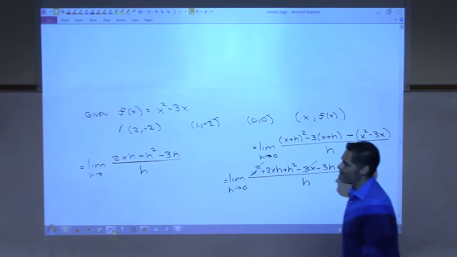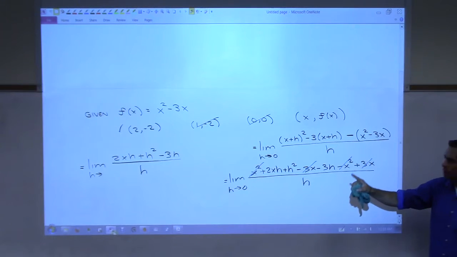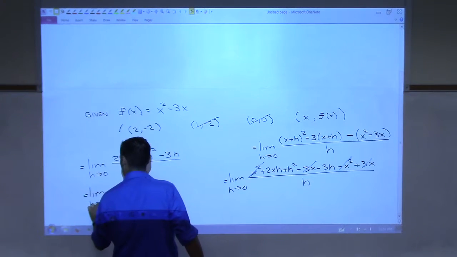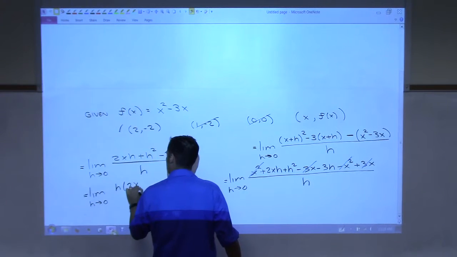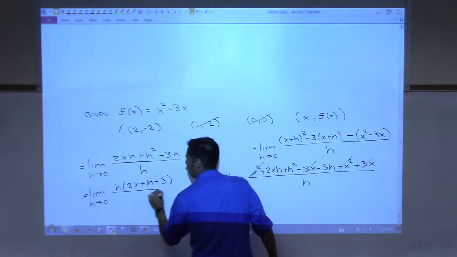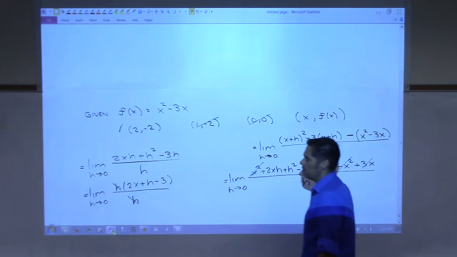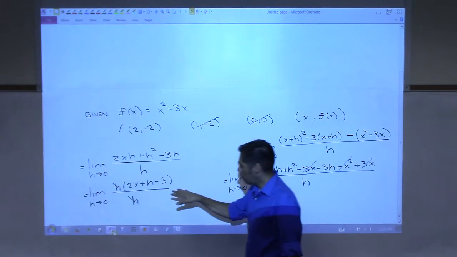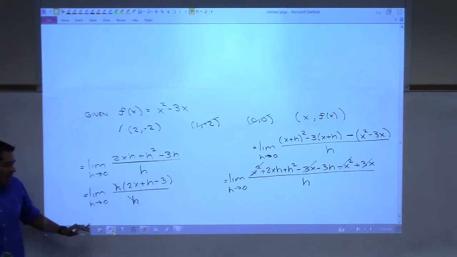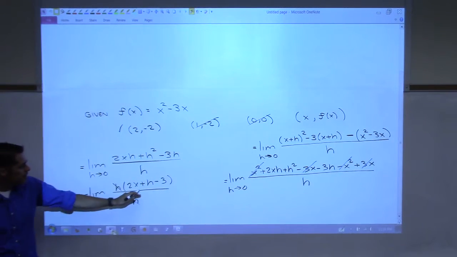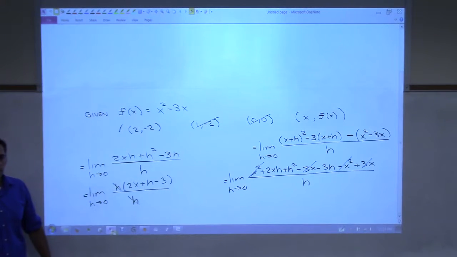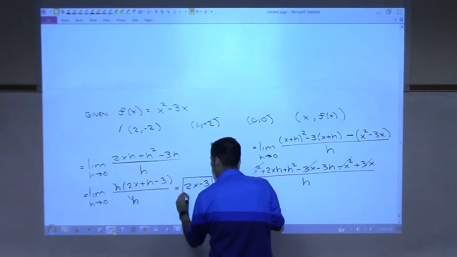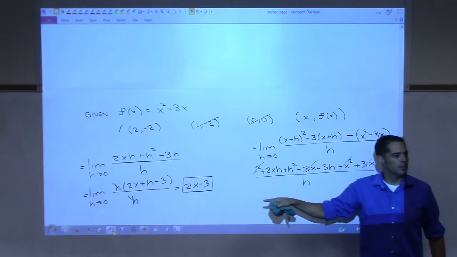And what can I do now? Pull an h out of the top, factor it out. I forgot to put h goes to 0 there. Pulled my h, 2x plus h minus 3 all over h. These h's will reduce out. And now look at your expression right there. You see that? 2x plus h minus 3. If we now let h go to 0, not x, right? H. Let h go to 0. This goes away, doesn't it? And what are you left with? 2x minus 3. 2x minus 3. This is the slope of the tangent line at x.